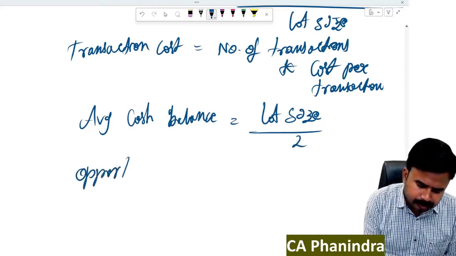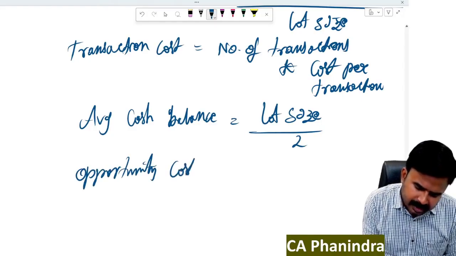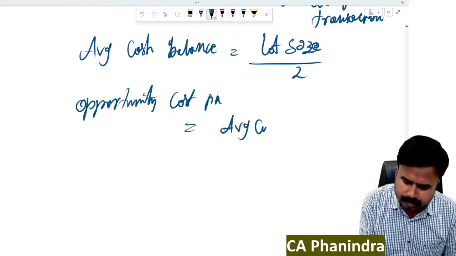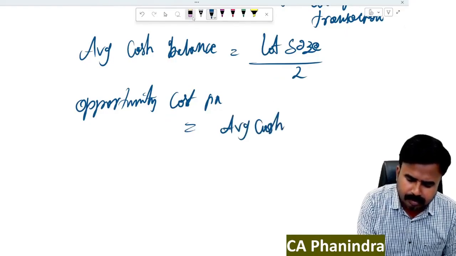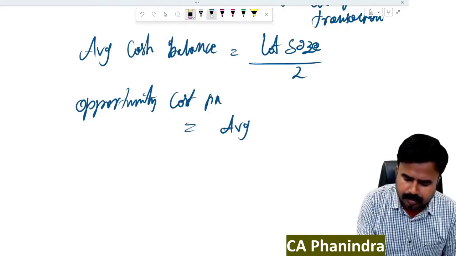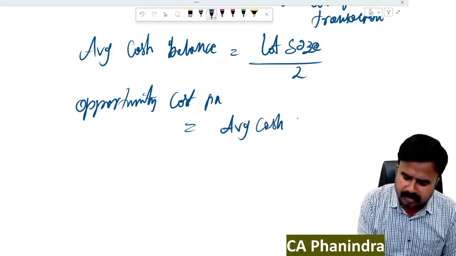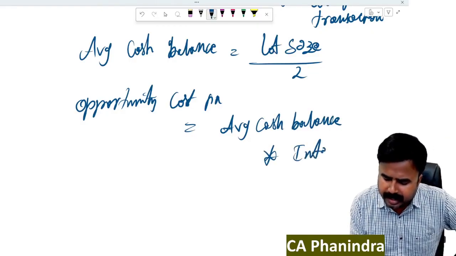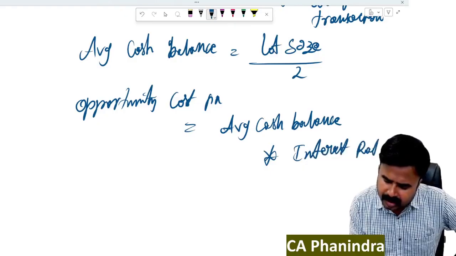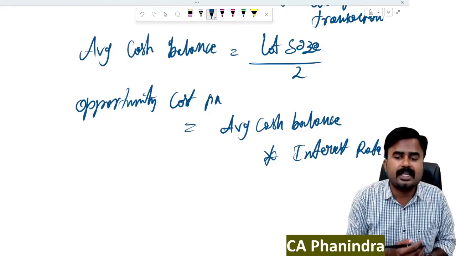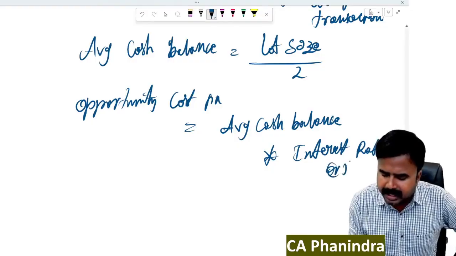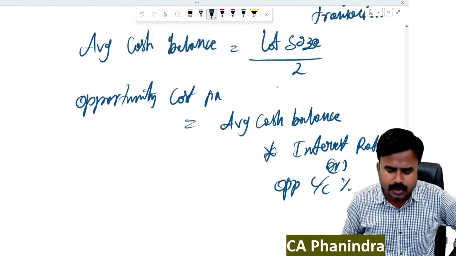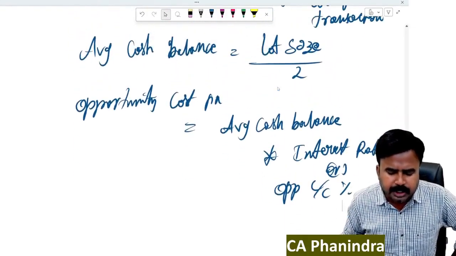Opportunity cost per annum is equal to average cash balance into interest rate on securities, interest rate per annum. That means the interest rate that I can earn on my investments, or this can be rewritten as opportunity cost of capital percentage. Sometimes I can use that particular percentage also. So this is my opportunity cost per annum.